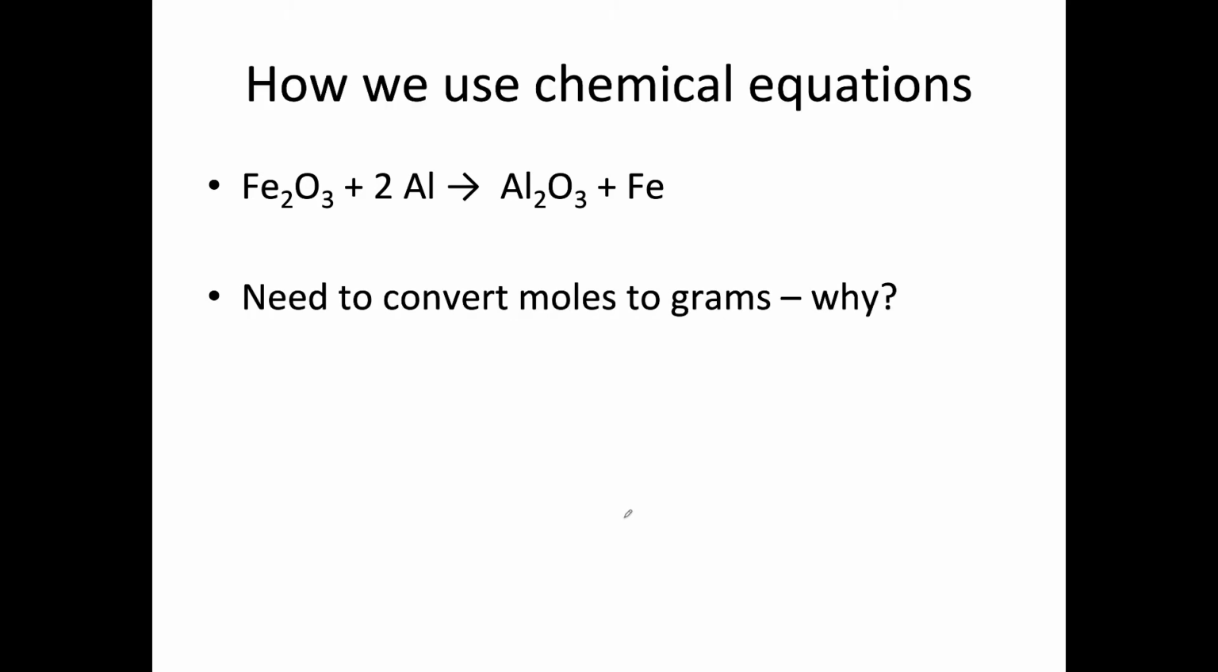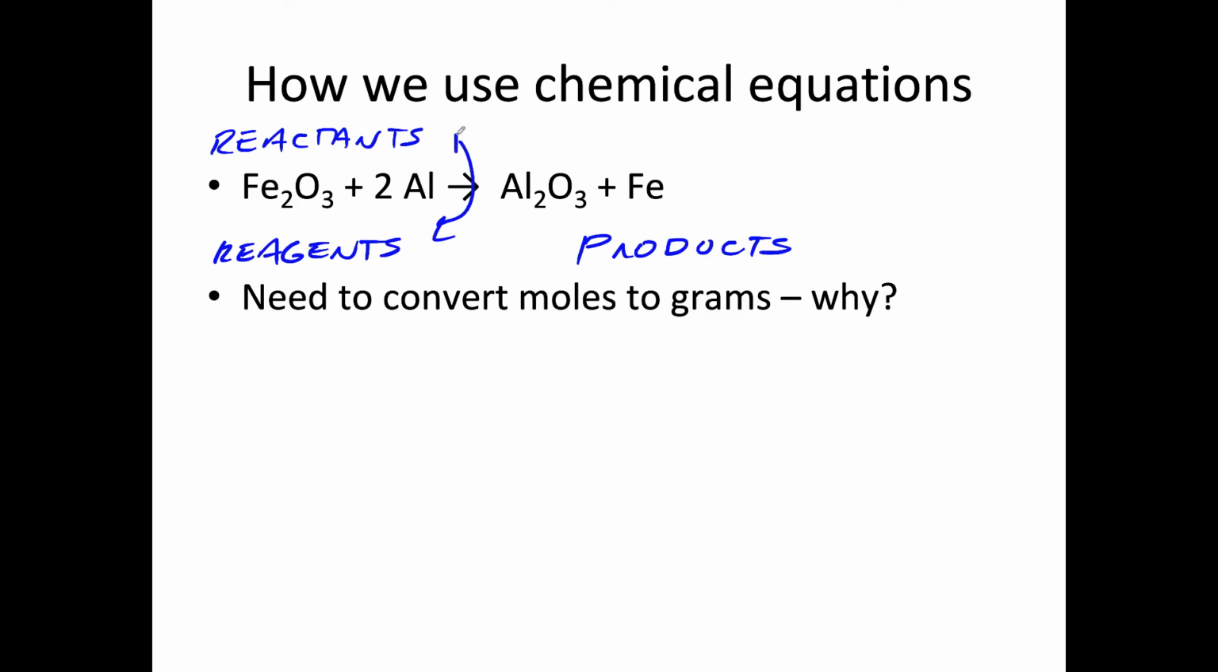And on this chemical equation, let me point out that these are the reagents, and these are the products. We may also say reactants, another word for reagents. These two terms are used interchangeably. And we need to convert the moles to grams.